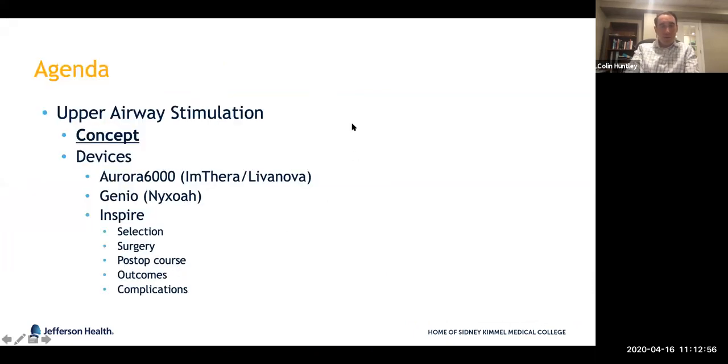So we'll move into upper airway stimulation. We'll talk a little bit about the concept. There's 3 different devices that are in existence right now. The majority of the time we'll spend talking about the Inspire device, really only because that's where the data lies.